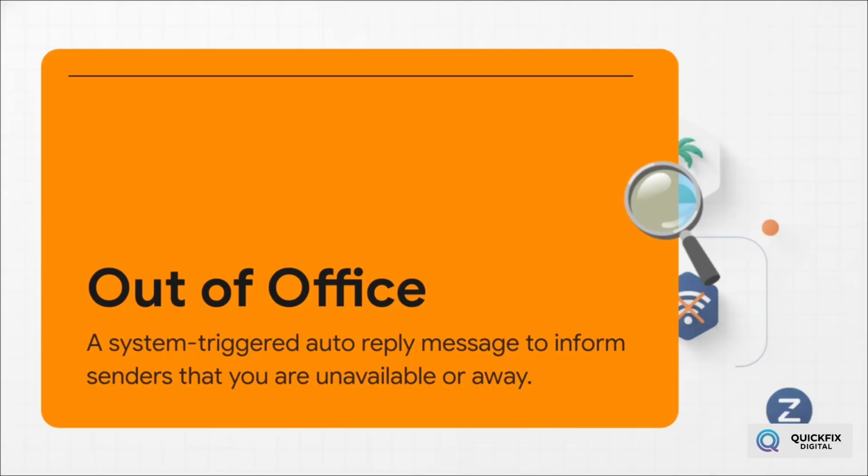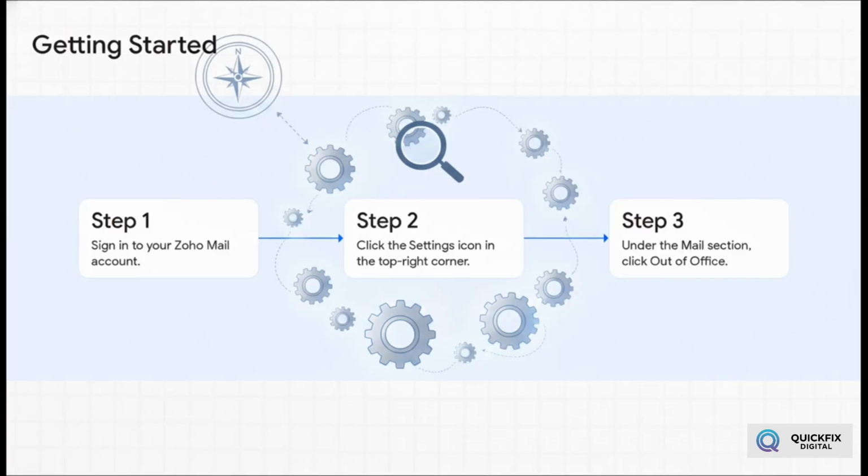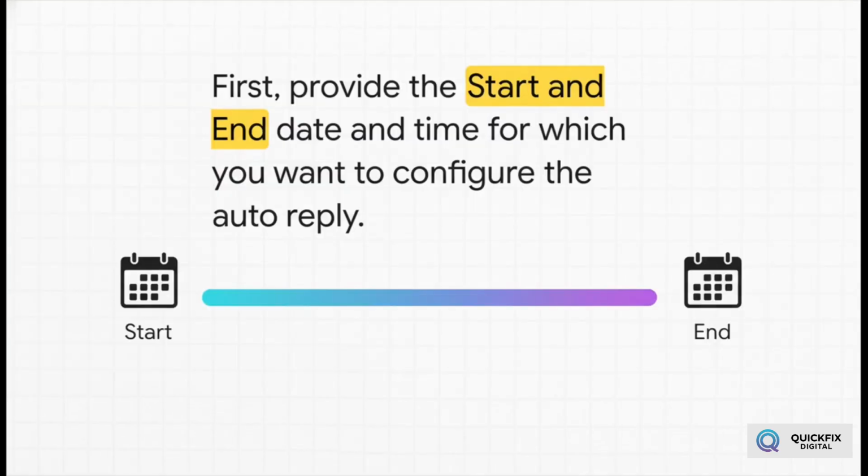Super simple. In Zoho Mail, this is called the out-of-office feature. Let's go set it up. All right, let's jump in. First things first, you got to find the out-of-office settings. First, just pop in the start and end dates. This tells Zoho exactly when to run it.